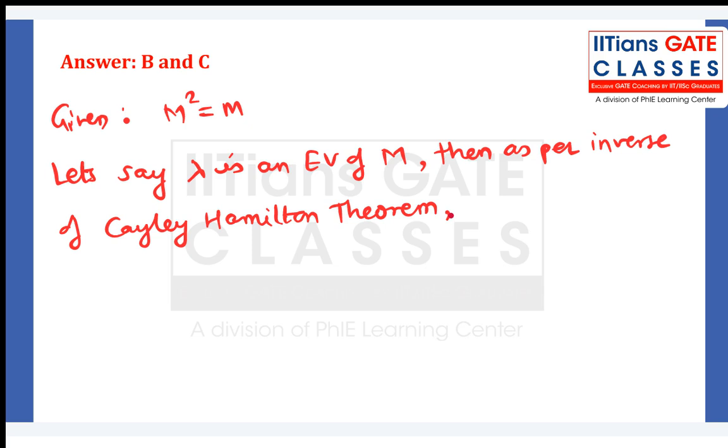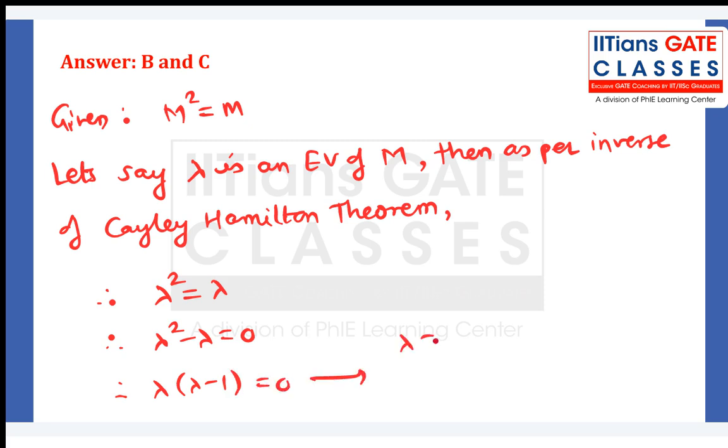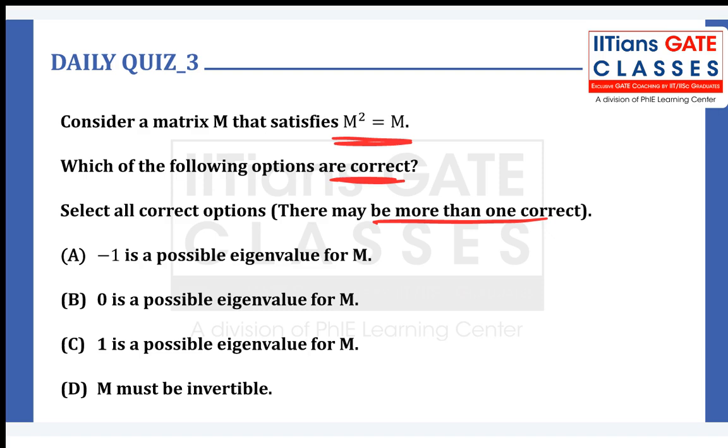Therefore, wherever you have M in the first equation, M square equal to M, replace it by lambda. So basically you get lambda square equal to lambda. Therefore lambda square minus lambda is 0. So that means lambda into lambda minus 1 is 0. So that means lambda is 0 or lambda is 1. These are two possible eigenvalues for the given matrix M. Depending on the order of matrix M, these values could be repeated, and different combinations could be there. But only these two options are possible for the eigenvalue. So minus 1 is not correct, 0 is okay, and 1 is okay.